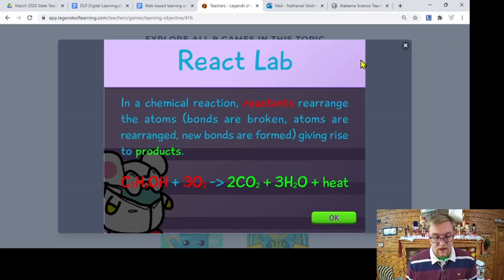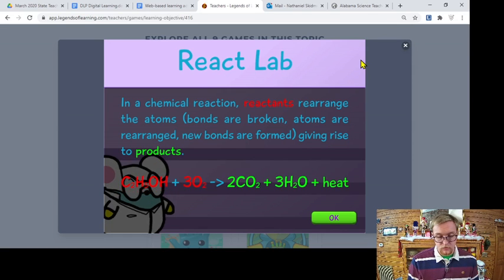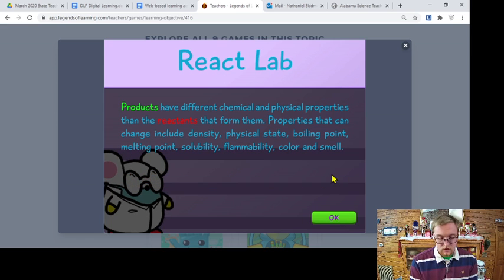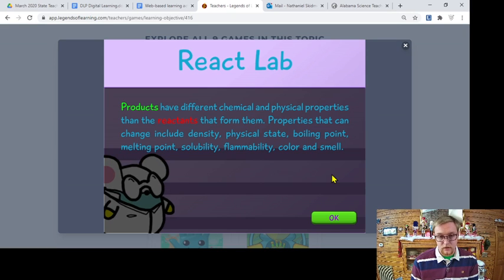So, React Lab. In a chemical reaction, reactants rearrange the atoms, bonds are broken, atoms are rearranged, new bonds are formed, giving rise to products. And here we can see an example of a chemical equation on the bottom of the screen with our reactants in red, our products in green, and our little yield sign here in the middle in blue. So, products have different chemical and physical properties than the reactants that form them. Properties that can change include density, physical state, boiling point, melting point, solubility, flammability, color, and smell.